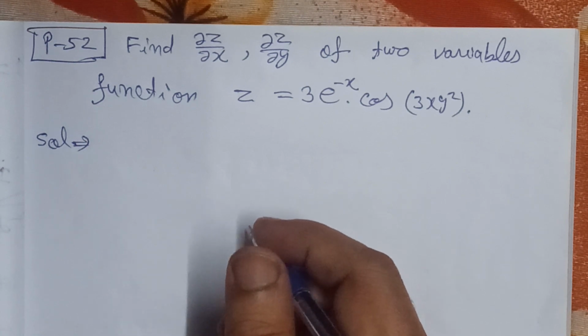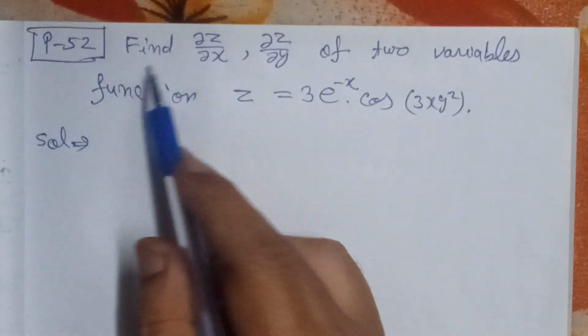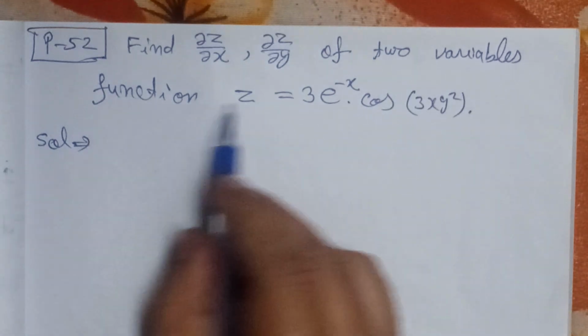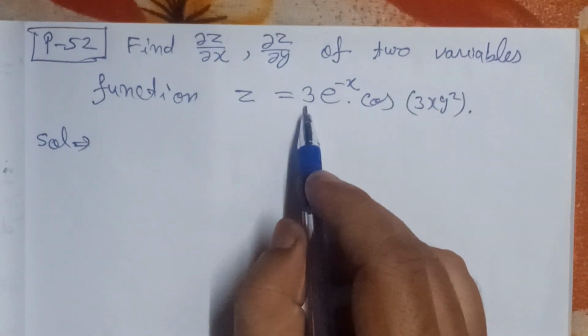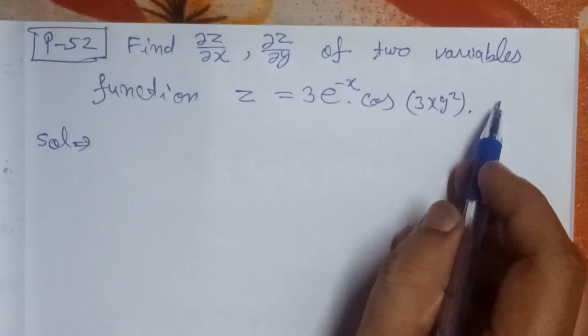This problem is related to partial differentiation of differential calculus. Find ∂z/∂x and ∂z/∂y of the two variable function z equals 3e^(-x) cos(3xy²).